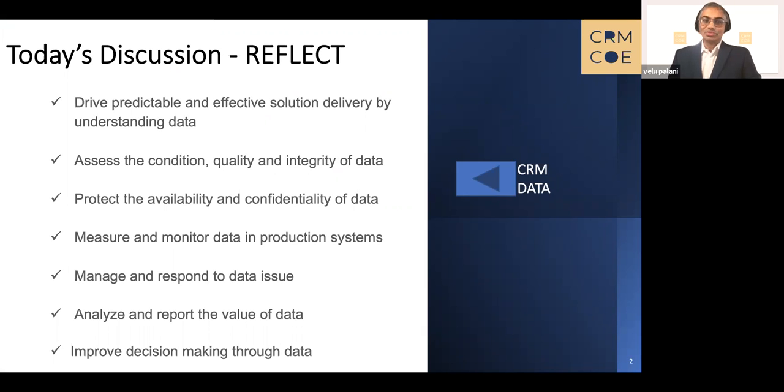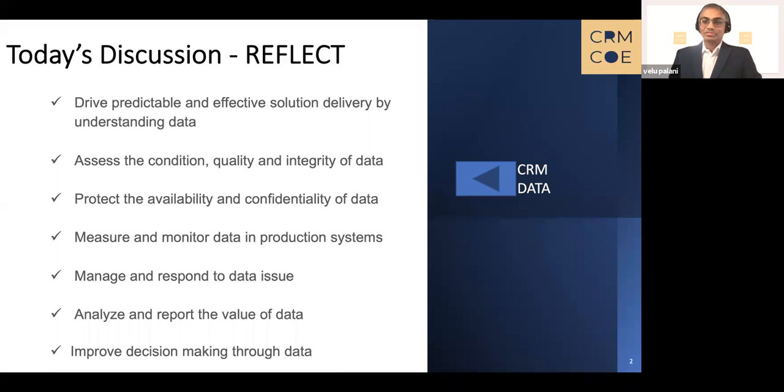And then the second point here is, what about the quality of the data, integrity of the data, and condition of the data? Then you understand the data, you understand the quality and condition, but what do you need to do to protect the data? And how do you measure and monitor data in production systems? Companies like us, we are a very large organization, especially the one I work for, with multiple systems, multiple Salesforce instances. How do you make sure that you're protecting your data?